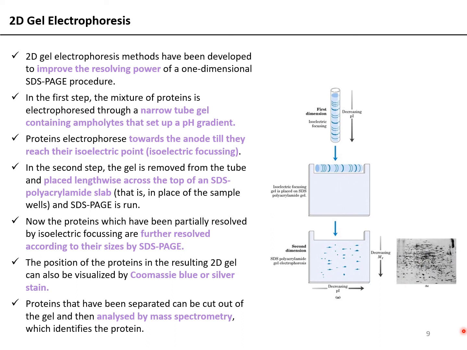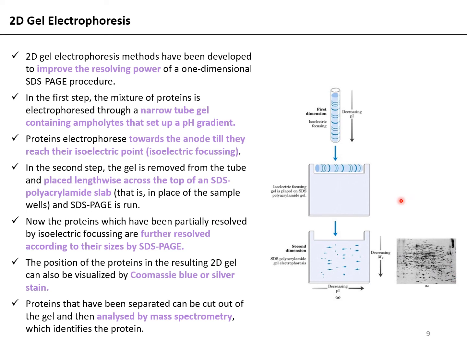You wouldn't get distinct bands as you were getting in the case of SDS-PAGE. But over here you get more spots and some bands, but mostly you have these spots that are spread out. That is what a 2D gel typically looks like.